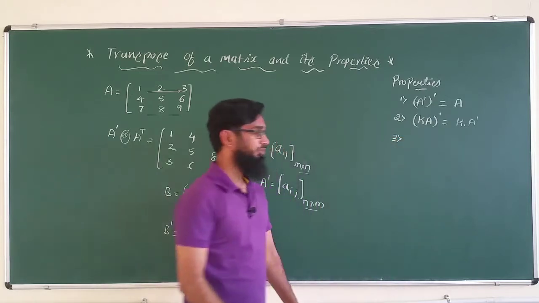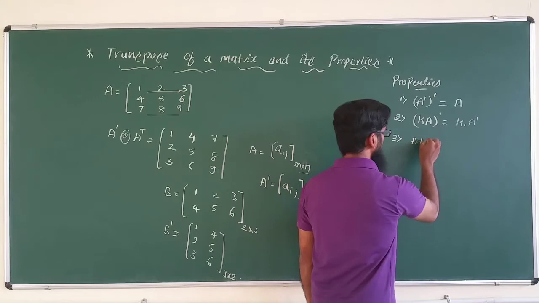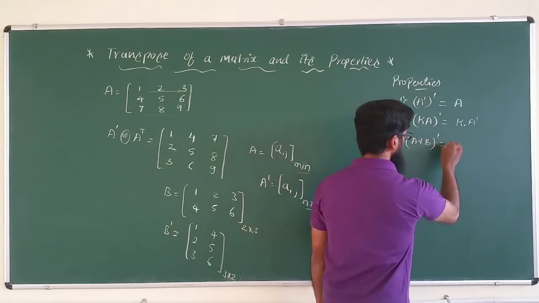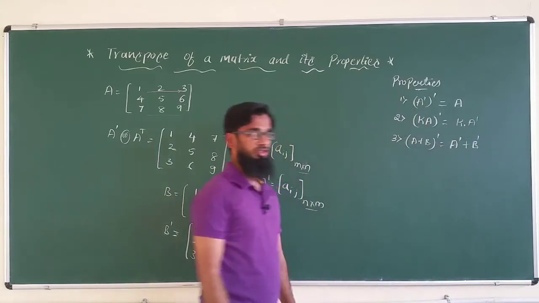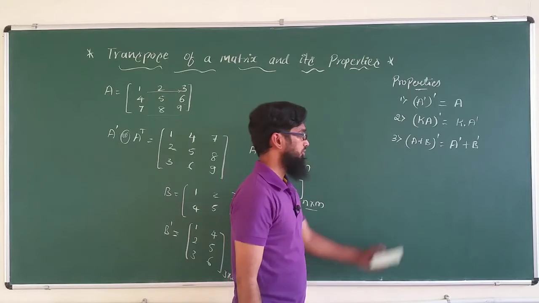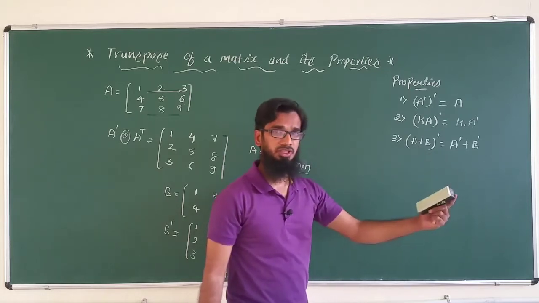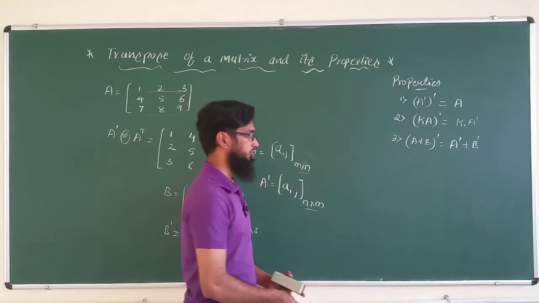Now the third important property is (A plus B) whole transpose is equal to A transpose plus B transpose. So this is the distributive over addition property, which is given by (A plus B) whole transpose is equal to A transpose plus B transpose.